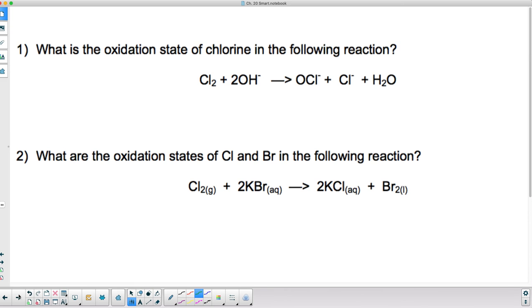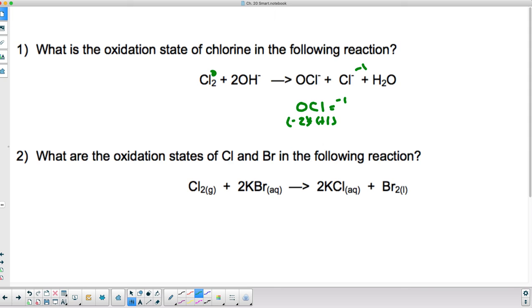Okay, these are just example problems. I'm going to do these 2 and stop. So what is the oxidation state of chlorine in the following reaction? Here it's 0, okay, on one side, and then it goes to, now here you have OCl, and the whole thing has a -1 charge, which means that if I have a -2 here, that means this chlorine must be a +1, because that's the only way that we can get this to equal a -1.